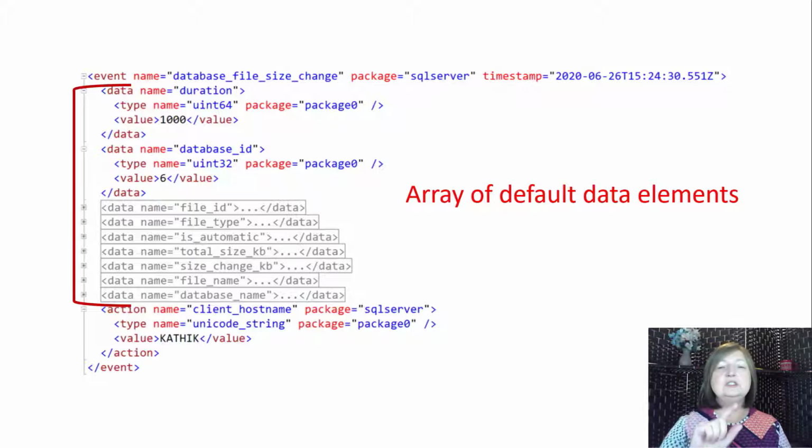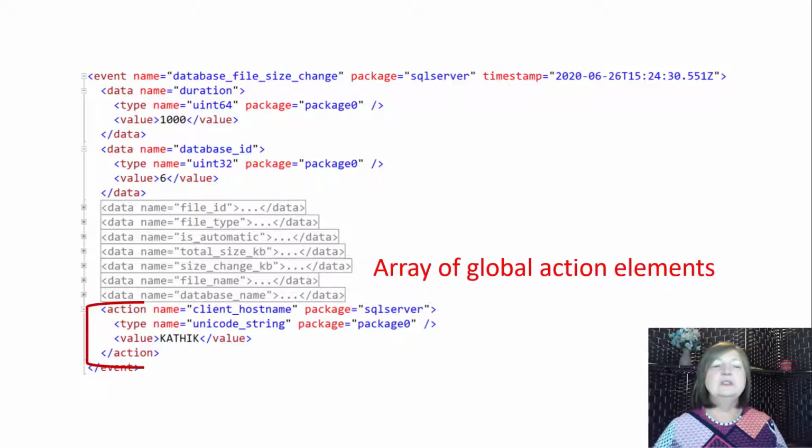So I have many data elements here. So it's like an array. These are the default items from the extended event session. Those are the default data items that are collected. Each one of these has a different name. And within an event, the name here is going to be unique. Now, this is different than other XML because it's following some specific rules. There's nothing in XML that says I couldn't have two data elements named duration. But in this particular XML, there's only going to be one. I also have an array. In this case, I've just got one of them, but I have an array of global action elements as well.